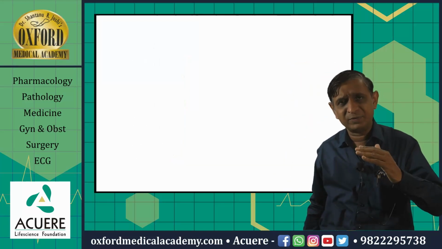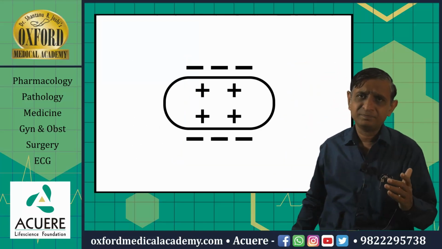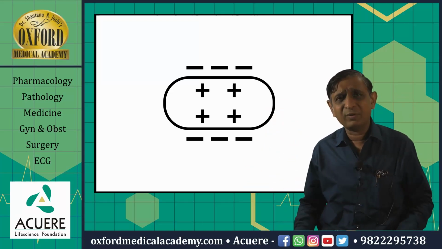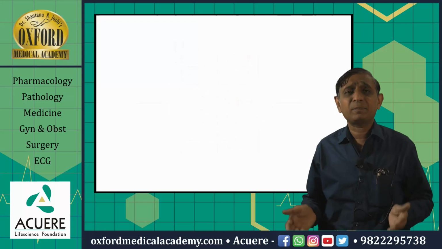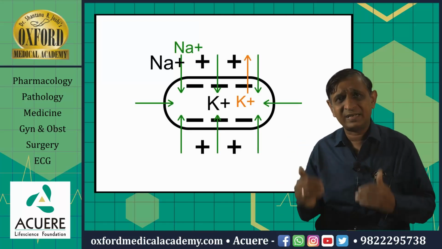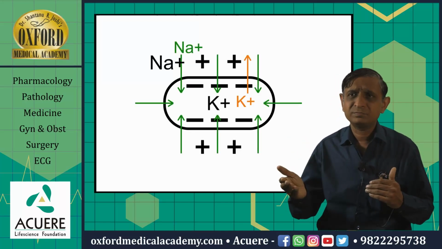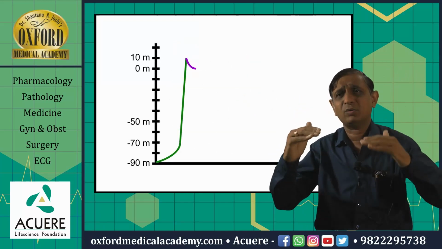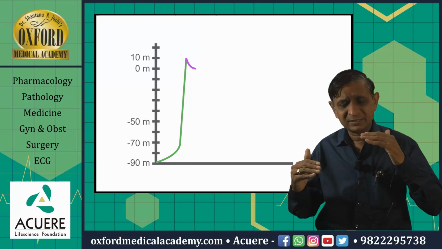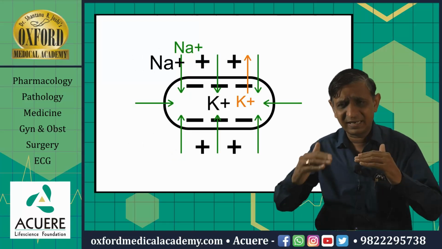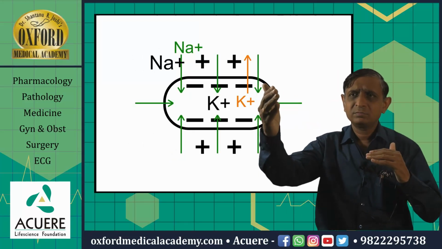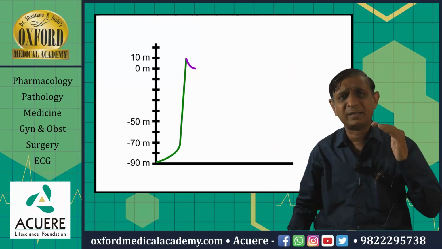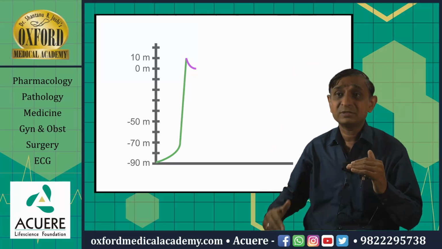When the electronegativity of a cell changes to electropositivity, outside of the cell becomes negative and inside of the cell becomes positive. As now inside of the cell is positive, the potassium ion which is rich inside the cell starts going out. And this electropositivity, which is plus 10, now comes to 0. As some potassium from the cell is going out, the electropositivity, that is plus 10, now reduces to 0.